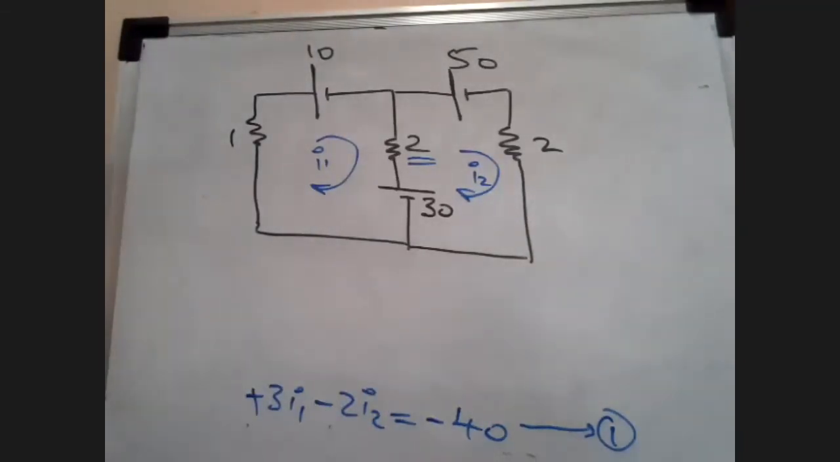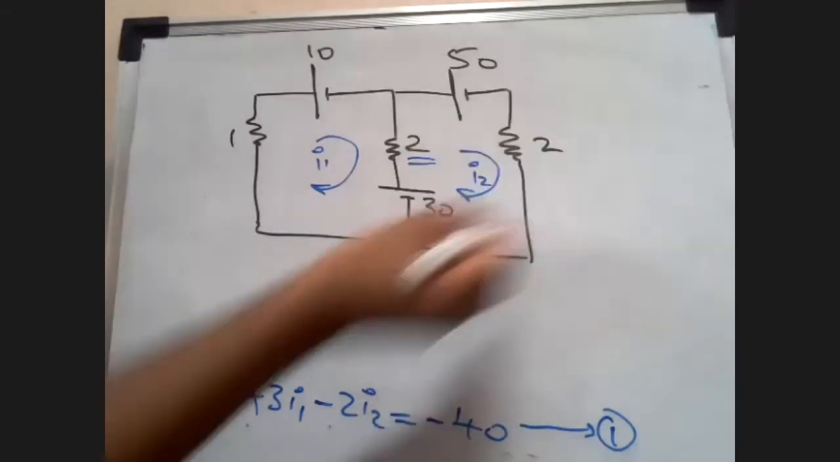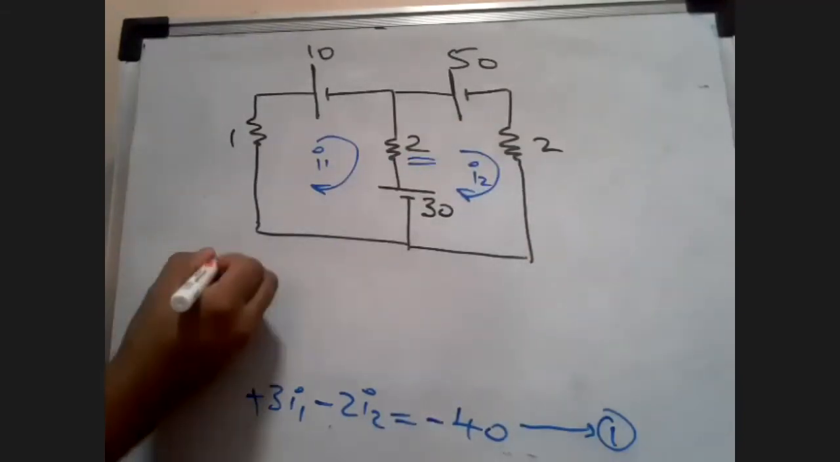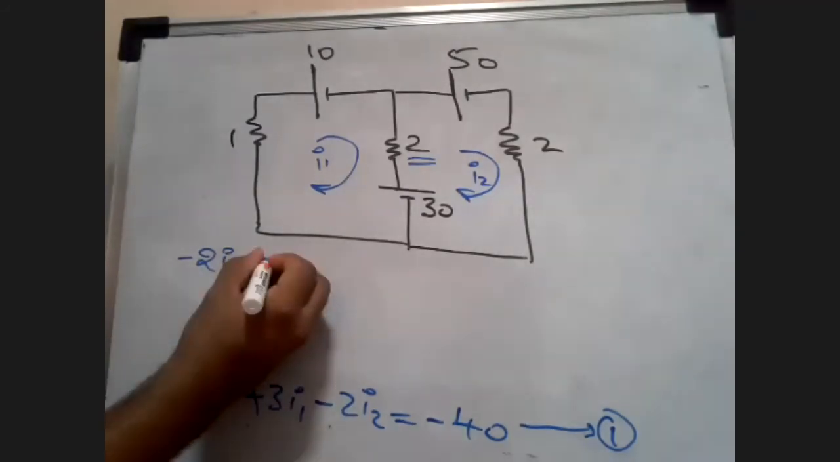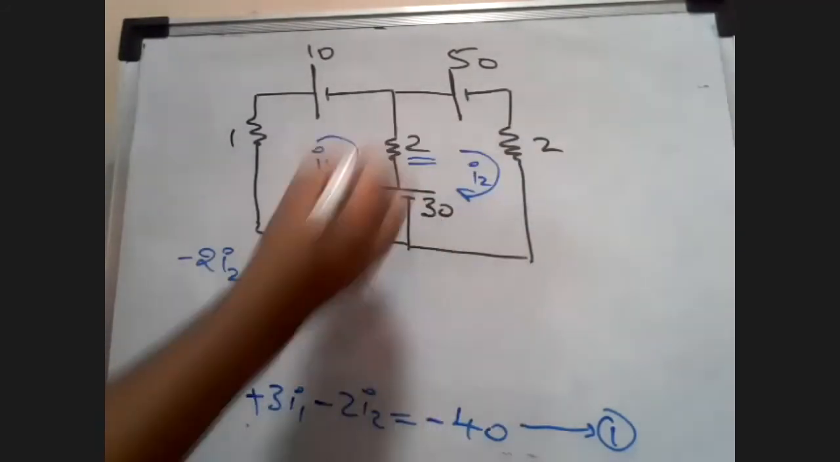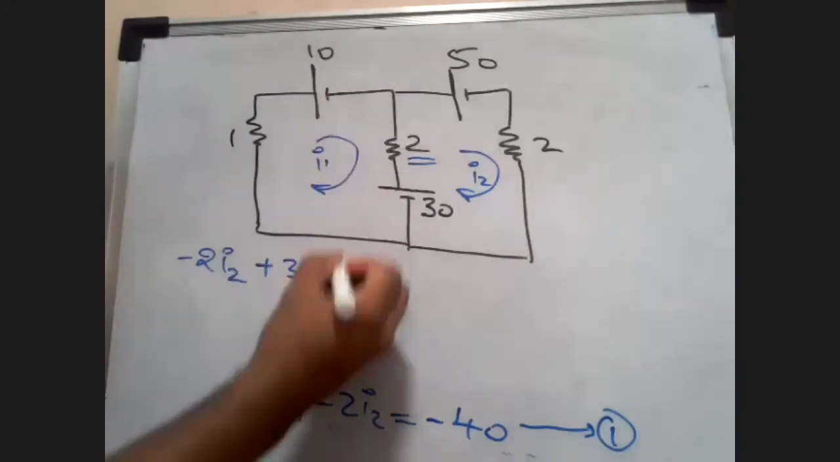Start from the top. Let's start from 2. So it will be minus 2 times I2. Is everyone understanding? Okay, I'm going in the direction of current now. Plus 30, then I'll get minus 2.